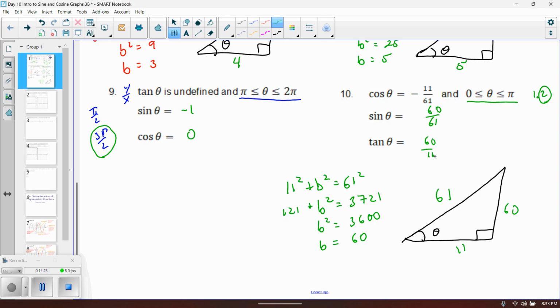And in quadrant 2, tangent is not positive because tangent is positive in third, so we'll put our negative sign out front. And we are done with the drill.